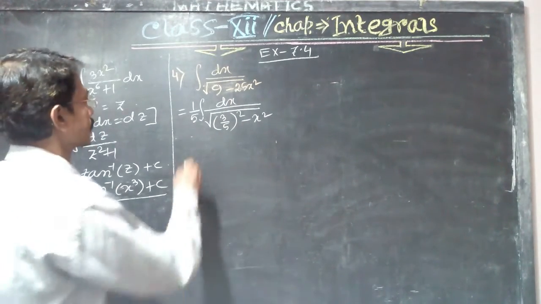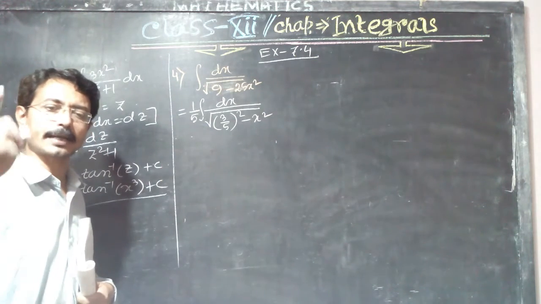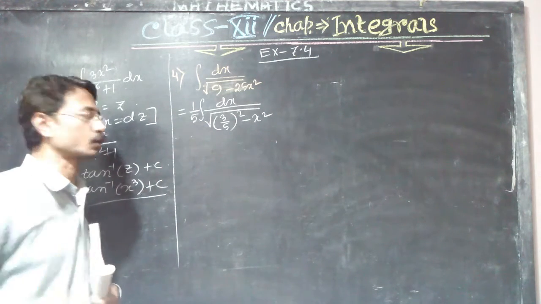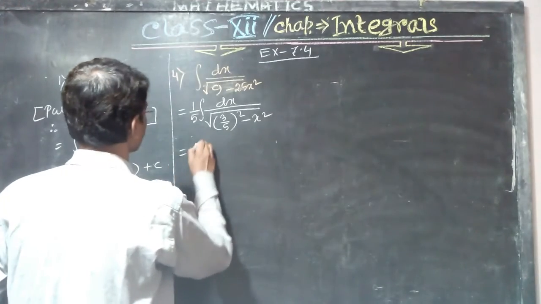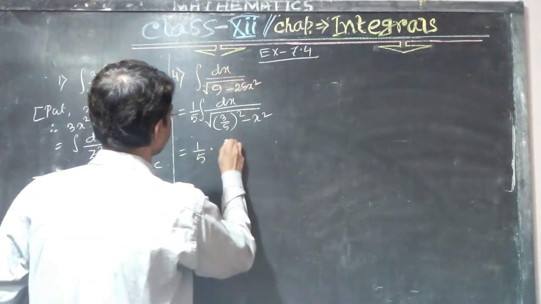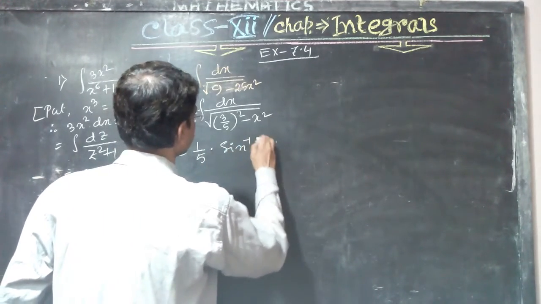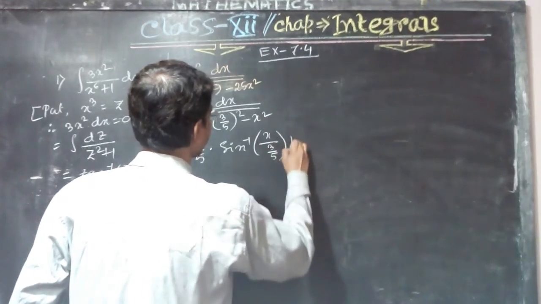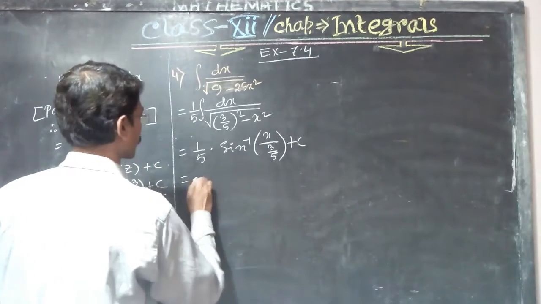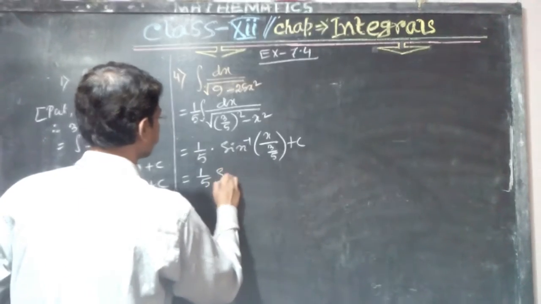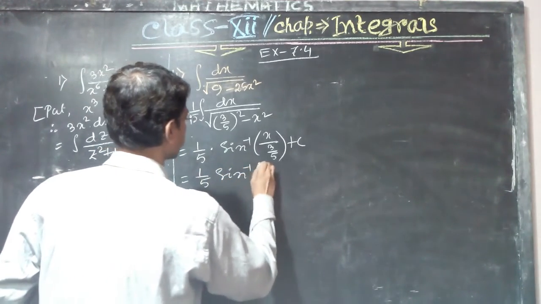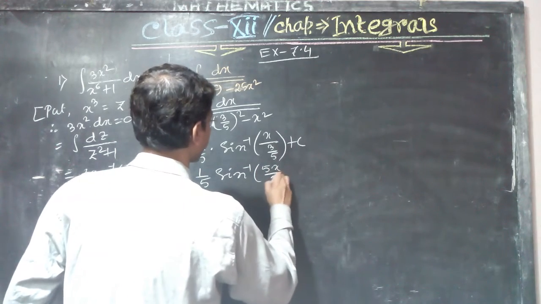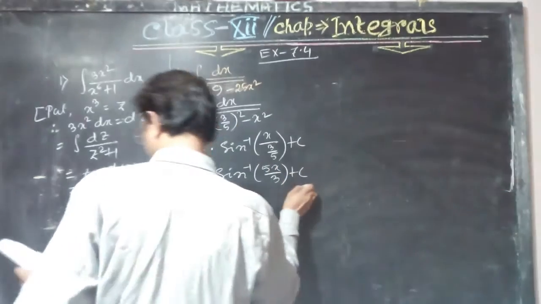We know integration dx by root over a square minus x square equal to sin inverse x by a. So 1 by 5 sin inverse x by a means x by 3 by 5, plus c, c equal to integration constant, equal to 1 by 5 sin inverse 5x by 3 plus c.